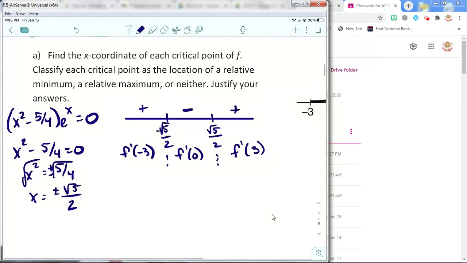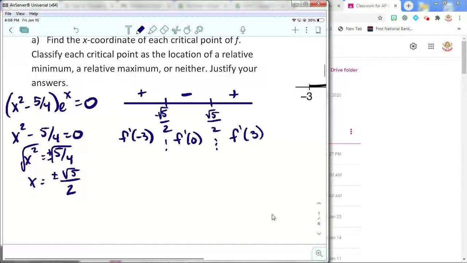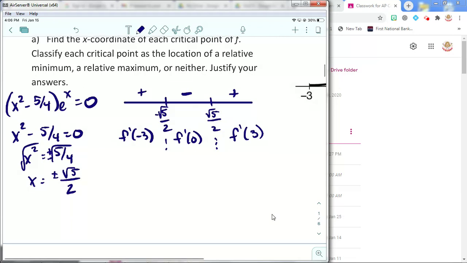Now, the AP board accepts sign charts as work. They don't accept them as justification. So you still have to write out why the answer is what it is, but that will be acceptable for showing your work. All right, so let's write out our answer with the justification. This is the first derivative we're talking about, so this shows us increasing and decreasing. If you wanted to do that, you could. And when the first derivative changes from positive to negative, it does create a relative maximum.